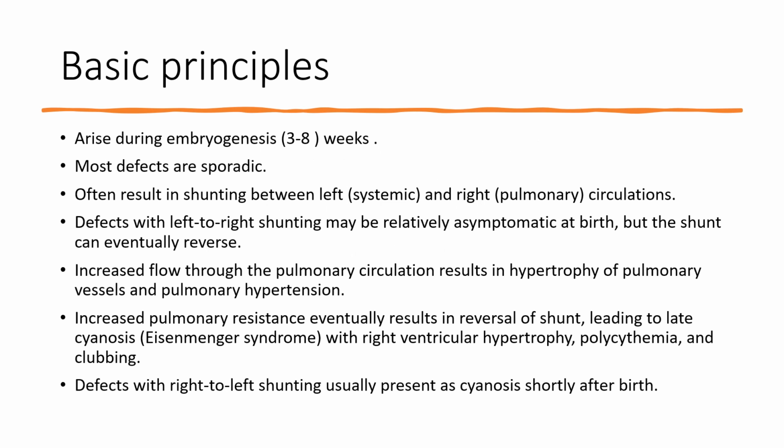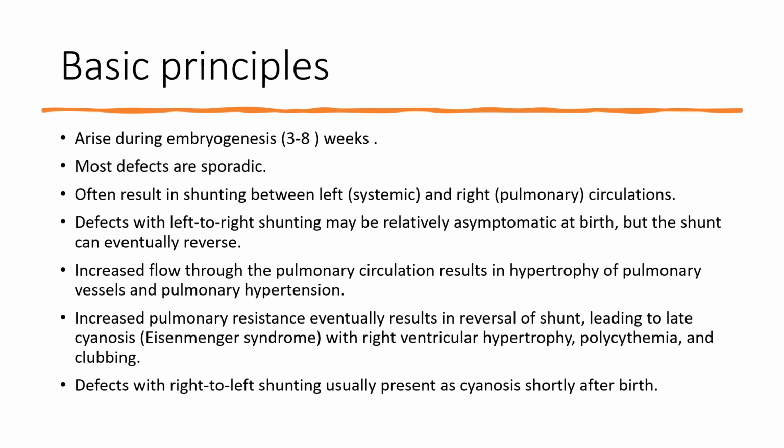These types of defects arise during embryogenesis, often between 3 to 8 weeks, which are important for the development of the fetus. Now, most defects are sporadic and they often result in shunting between the left and right circulations.